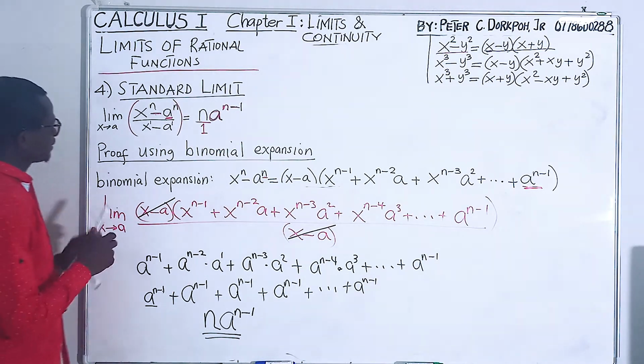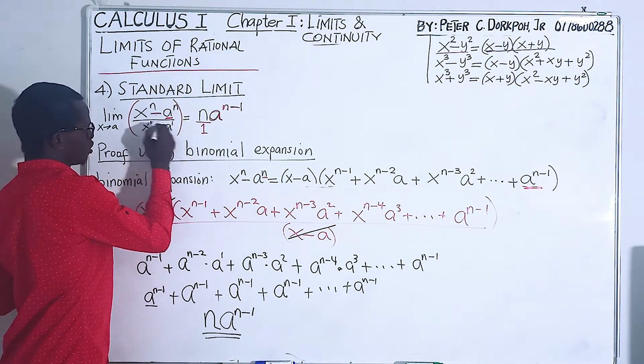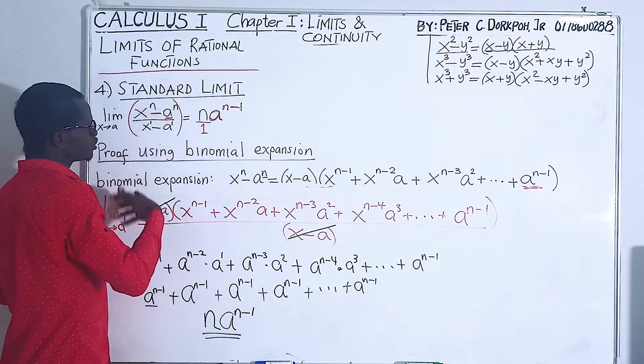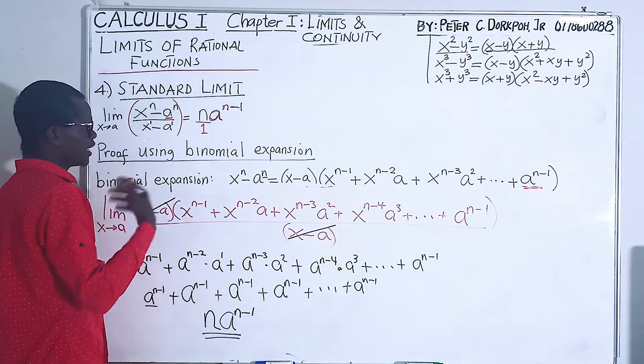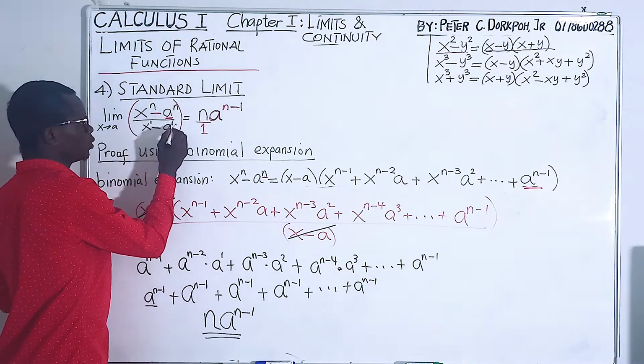But now, what if in this denominator the power is not 1? What if the power is 2? Or the power is 3? Or the power is 4? Or the power could just be any different expression, right? But remember now, the two of them will be the same.